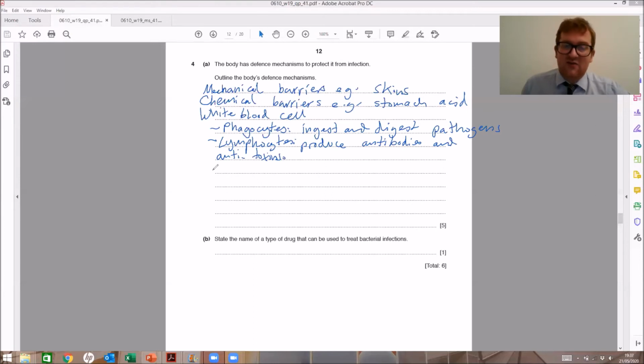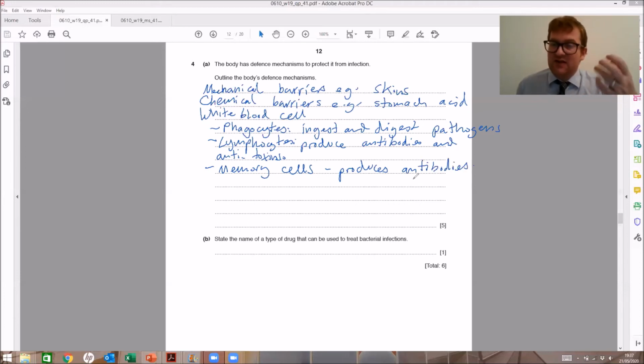You've also got the fact that they would produce memory cells. The memory cells can also produce antibodies, and they are part of the body's secondary immune response. So after a pathogen has entered the body for the second time, the memory cells would detect and recognize that based on the antigens of the pathogen and lead to mass production of these antibodies specifically for the antigens of that pathogen.